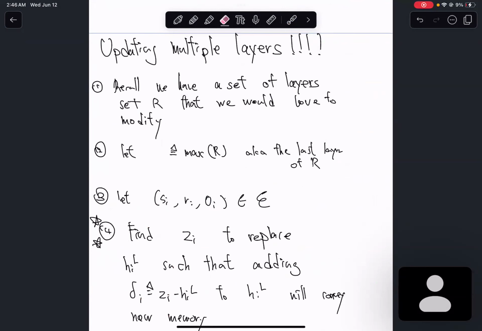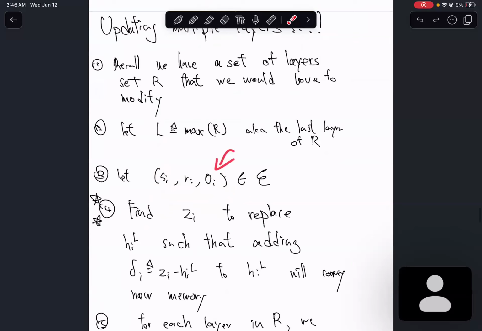Let L be the maximum layer in R. And you will also see L, small l, in the paper a lot. It basically means l is within R. This is a tuple, and this tuple represents the things you want to edit. Like I said in the beginning of the video, this one is Michael Jordan, plays sports, and then maybe you want it to be tennis now.